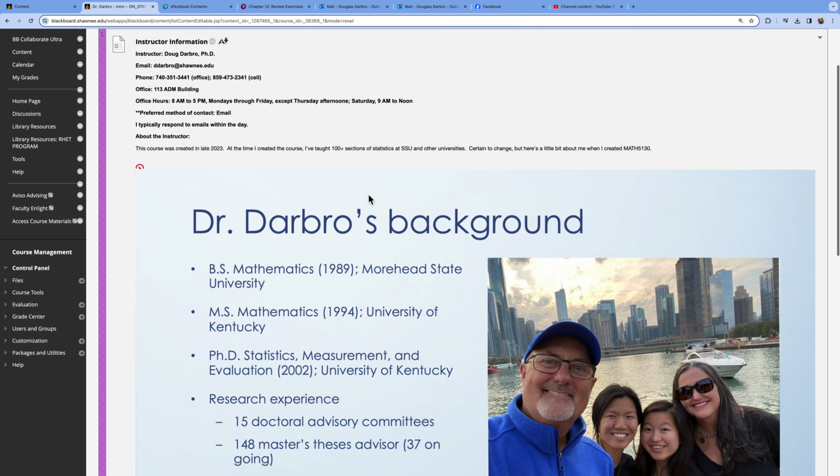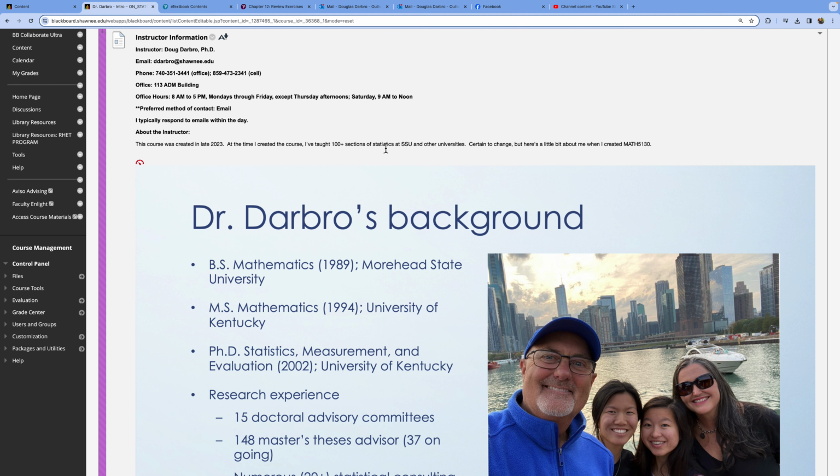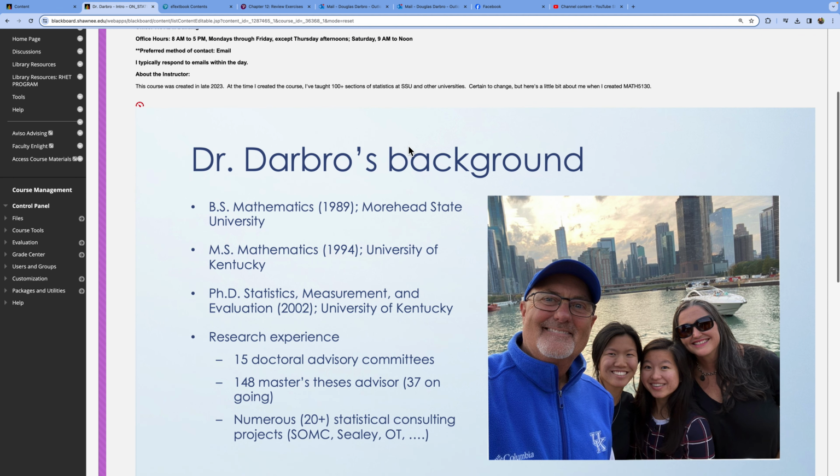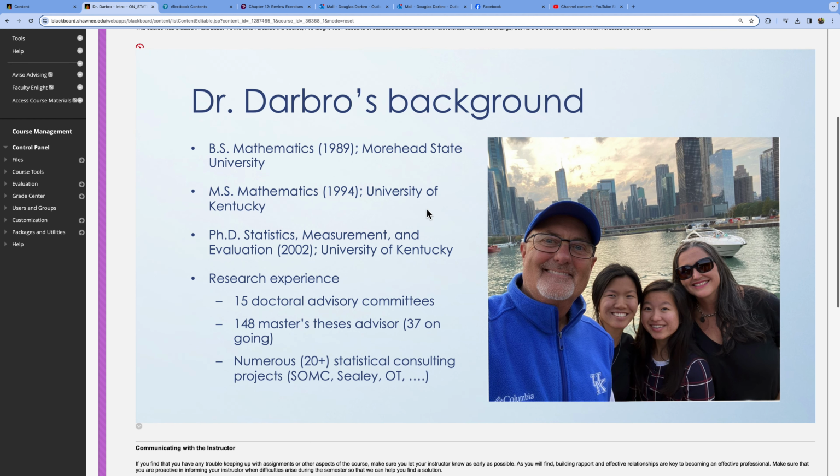So the first thing, who am I? A little bit about me. I've been at Shawnee, again, this course is being created in late 2023, so currently I'm starting my 30th year. I've taught many statistics classes at Shawnee State and other universities. I received my bachelor's degree from Morehead State University in 1989, my master's in mathematics from the University of Kentucky in 94, and my PhD in statistics, measurement and evaluation at the University of Kentucky in 2002.